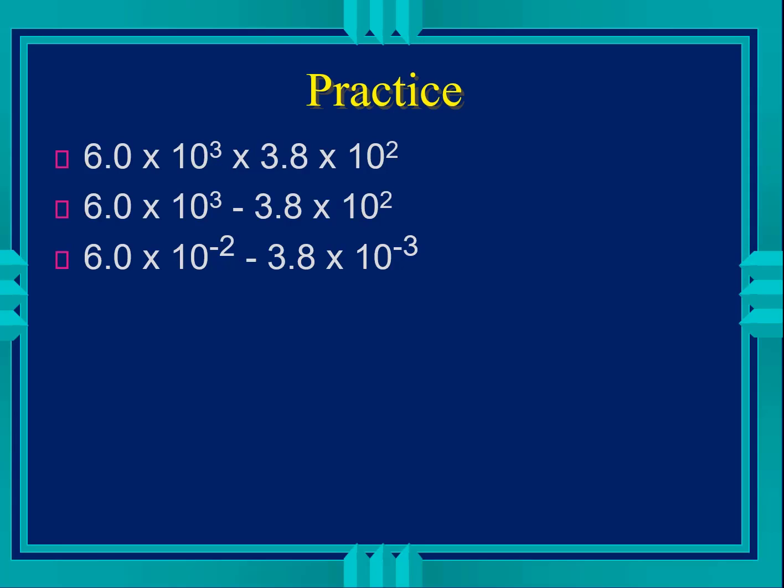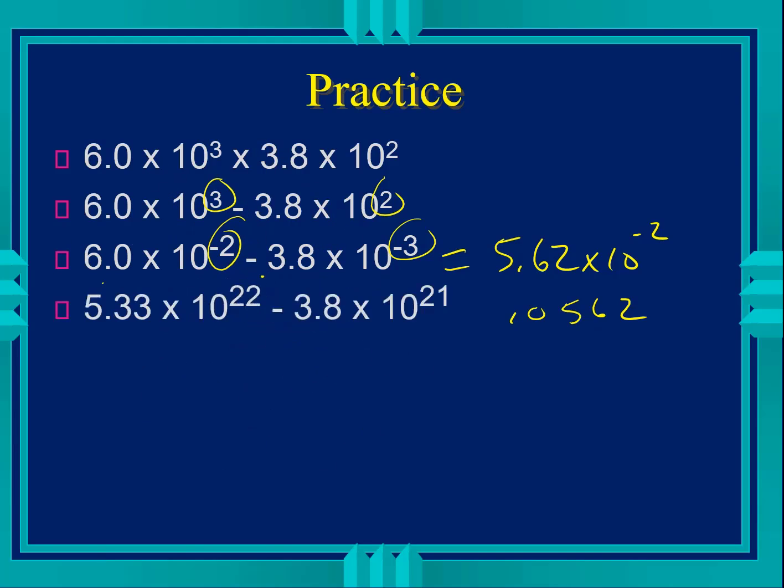So you should have gotten 5.62 times 10 to the negative second, or 0.0562. Because I'm still subtracting 0.38 from 6.0. Because negative 2 is 1 bigger than negative 3. Right? Just like positive 3 is bigger than positive 2 by 1. That's what made them line up. Okay.